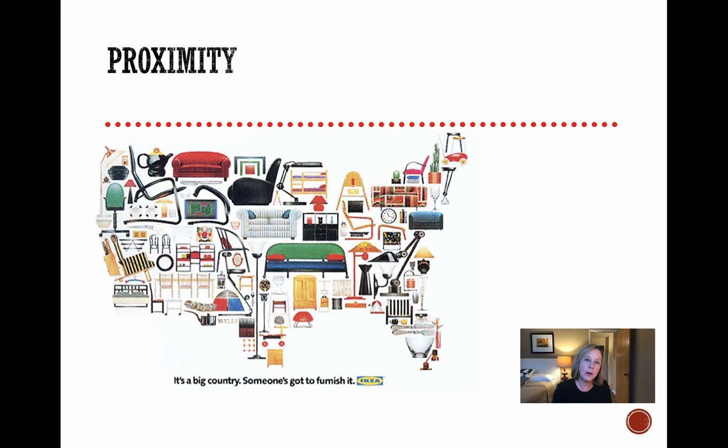And here we are. An old IKEA ad. I don't think you would buy this at IKEA anymore, but it's really well done, right? So these elements are all dissimilar, but because they're placed together, we recognize the shape of the United States. It's a big country. Someone's got to furnish it. Great tagline, by the way.